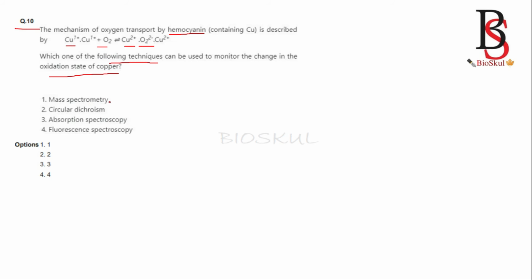Mass spectrometry. Mass spectrometry is used to measure the mass to charge ratio. So here there is no change in mass, so this one is wrong. Circular dichroism is used to detect the secondary structure of protein and protein folding. So this one is wrong. Absorption spectroscopy is the correct answer because it will detect the change in color. Fluorescence spectroscopy detects the fluorescent compounds in the sample. So this one is wrong. So the correct answer is option 3.